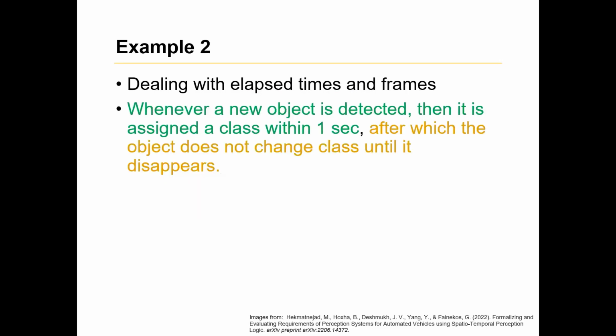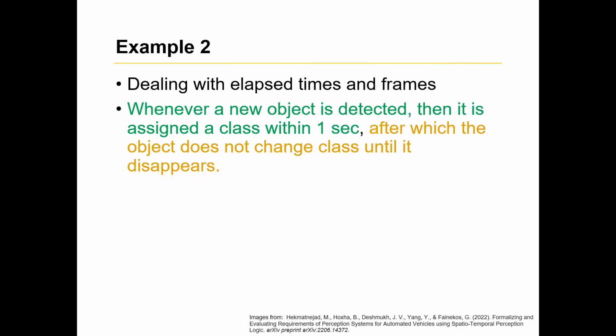Moving on to one more example. Whenever a new object is detected, it is assigned a class within 1 second, after which the object does not change class until it disappears. So what we're trying to say is that at any point of time, if the perception model recognizes any new object in a certain frame, it assigns a class to it within 1 second, and it does not change the class until it disappears from the system.